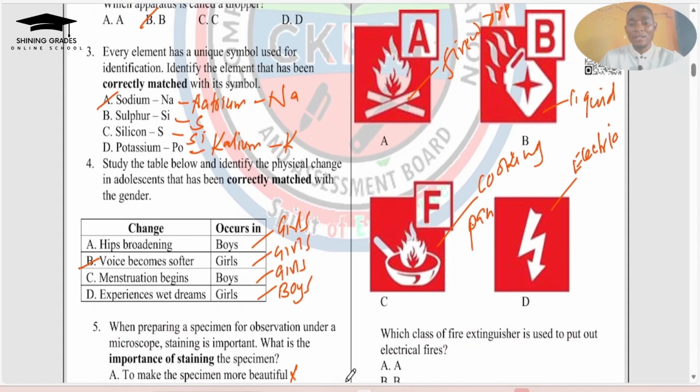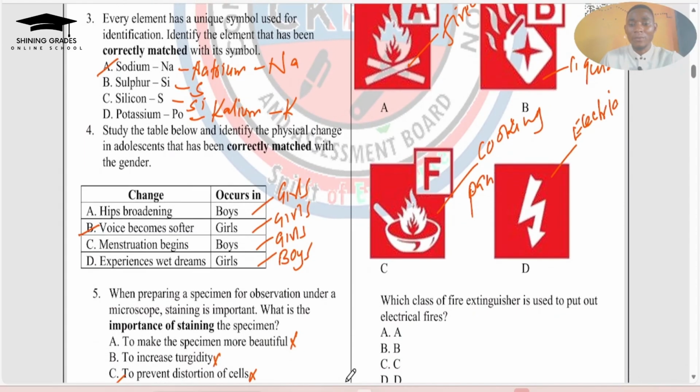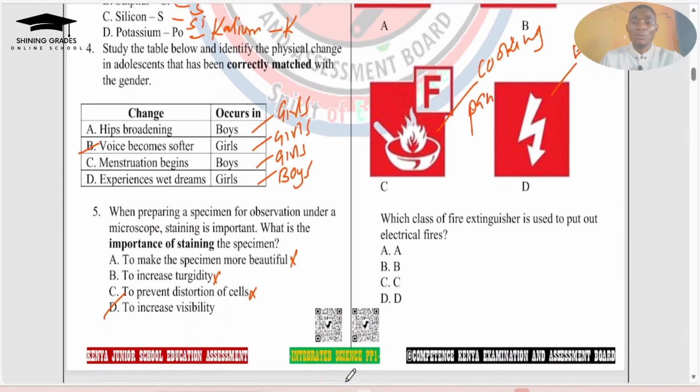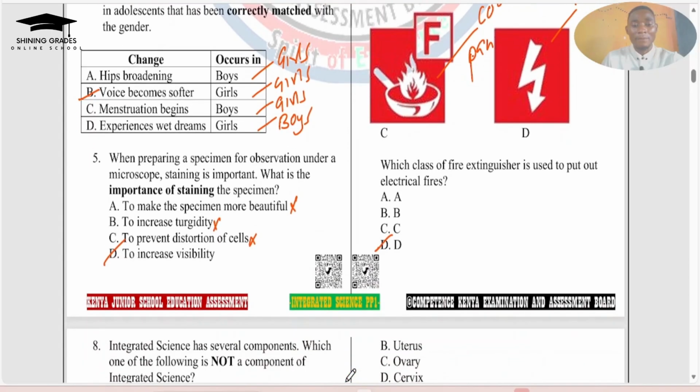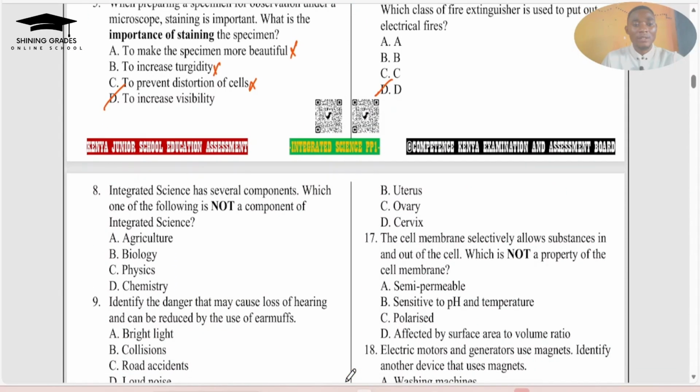So which class of fire extinguisher is used to put out electrical fires? From what we are given, we can see that out of the 4, the one that represents the electrical extinguisher is D. So learners, the correct answer to this question is D. Moving to the next question, 8.